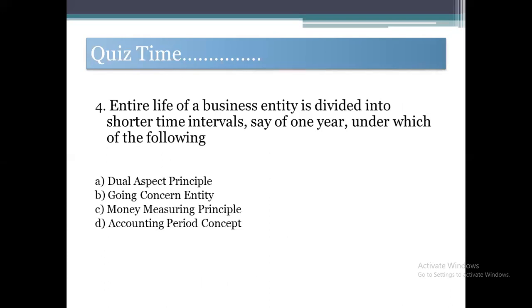Question number 4 on screen. The entire life of a business entity is divided into shorter intervals, mostly 1 year. Which concept says that? Are you guys sure? The answer is D.